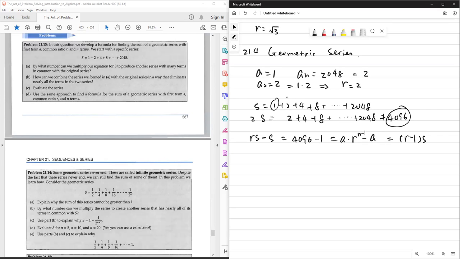So now we have this, right? So the s therefore is, if I divide both sides, a over r minus 1 multiplied by r to the n minus 1. Okay, so this is what we want to get to, a formula for the geometric series.